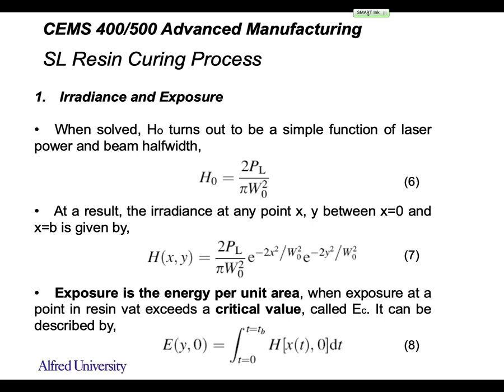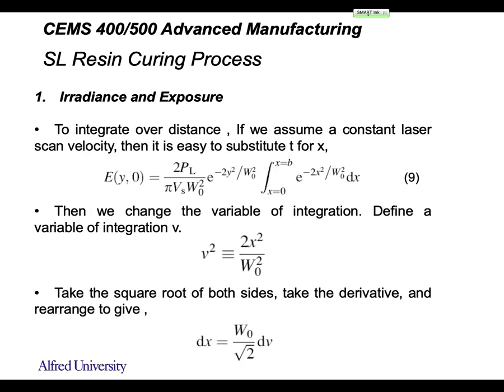So if this exposure, this energy per unit area, exceeds a threshold, which is called a critical value, EC, if it is larger than EC, that means your polymer can be cured, right? Okay, so we want to derive the equation for the energy, to see if you can cure your resin.